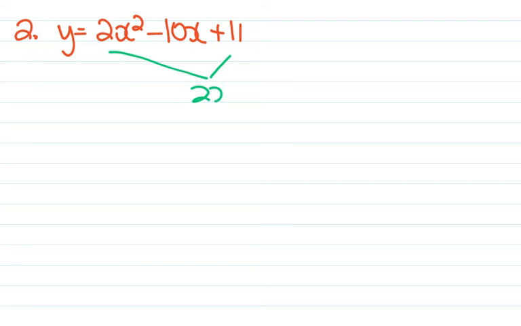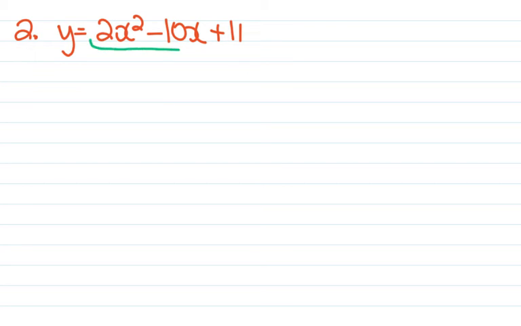Number 2, y equals 2x squared minus 10x plus 11. So first we're going to try to factor it. And if we can't do that, then we'll partially factor. So in order to factor this, I would need to do 2 times 11 is 22. Two numbers that multiply to 22 and add to negative 10. No, that doesn't work. So we're going to partially factor instead.